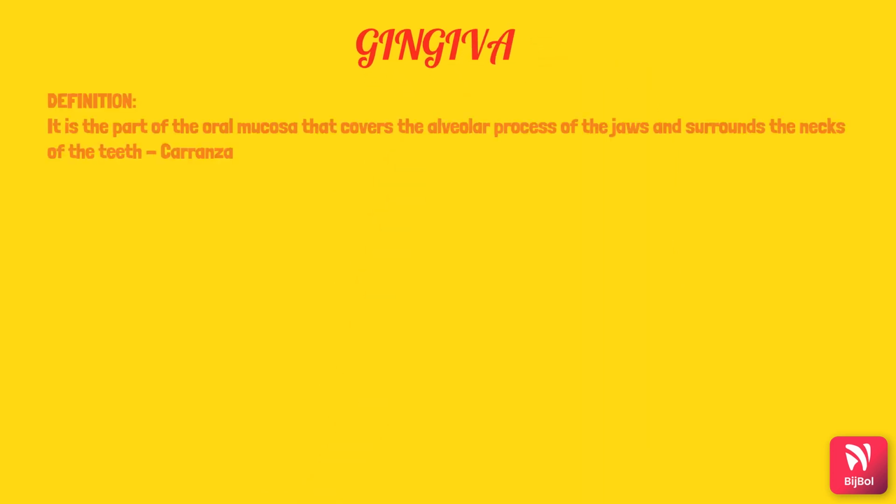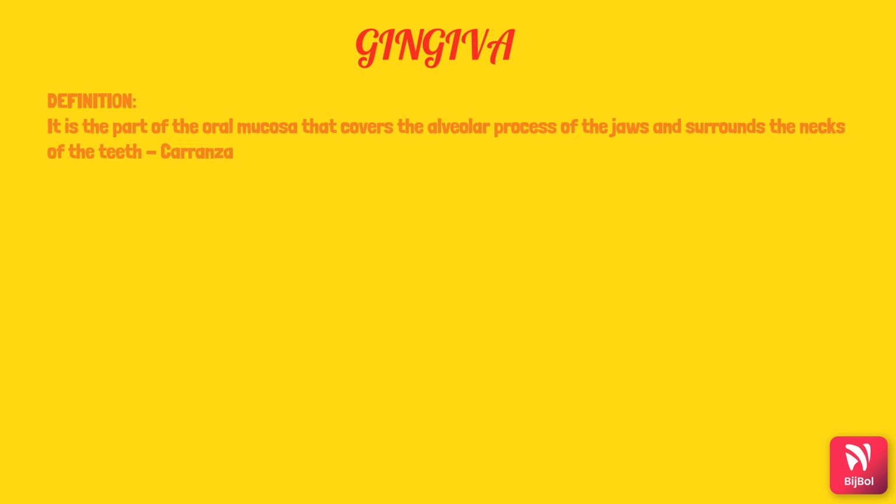Before starting with this, we will learn the definition of the gingiva. Now don't worry at this point, be with me and we will learn the definition together. The first part of the definition is it's a part of oral mucosa. Don't we all know this? We have already learned that the gingiva is a part of masticatory mucosa. The second part of the definition is that it covers the alveolar process of the jaws.